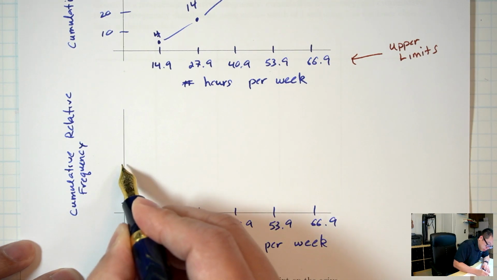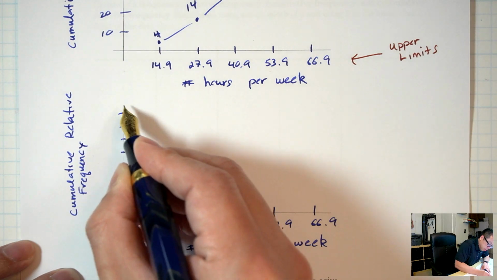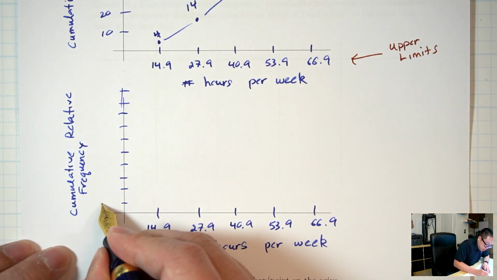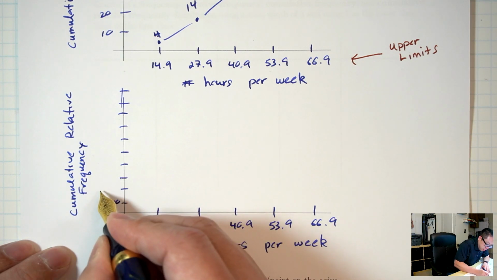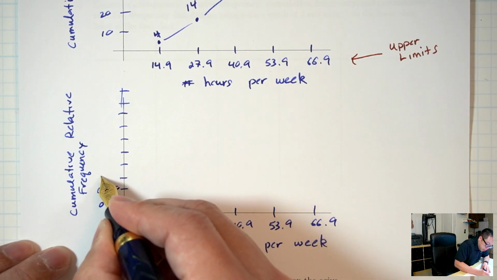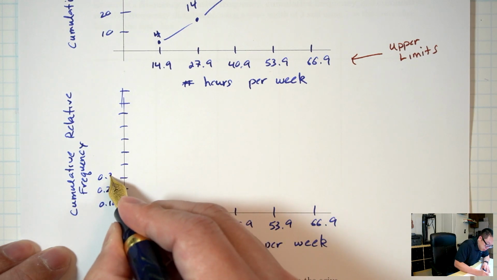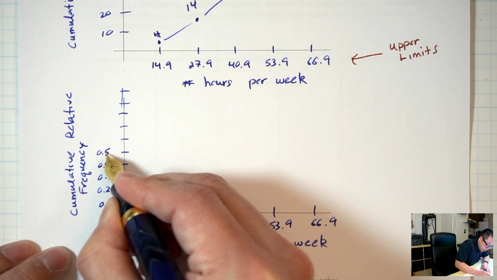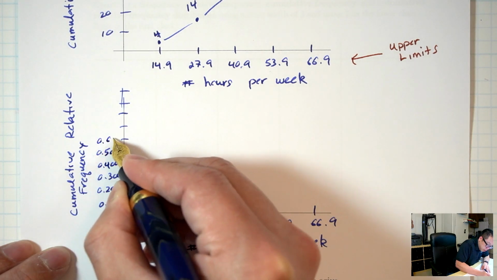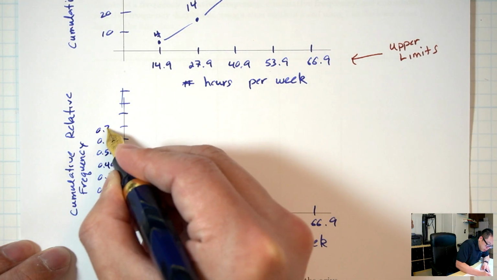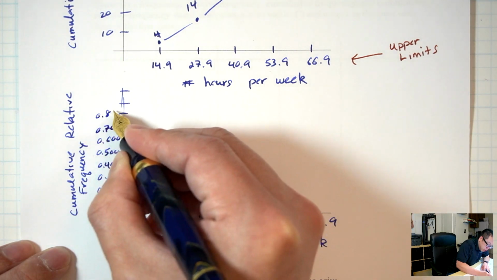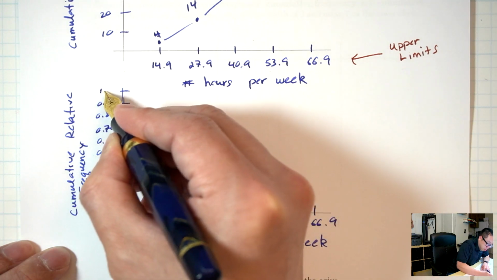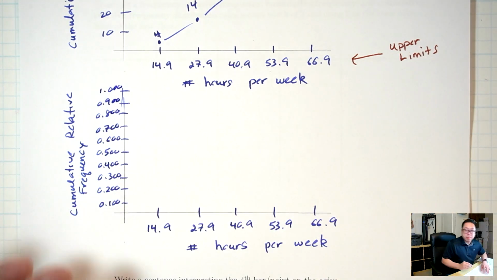1, 2, 3, 4, 5, 6, 7, 8, 9, 10. Okay, and each one of these is 0.100, 0.200, 0.300, 0.400, 0.500, 0.600, 0.700, 0.800, 0.900, and then 1.000.